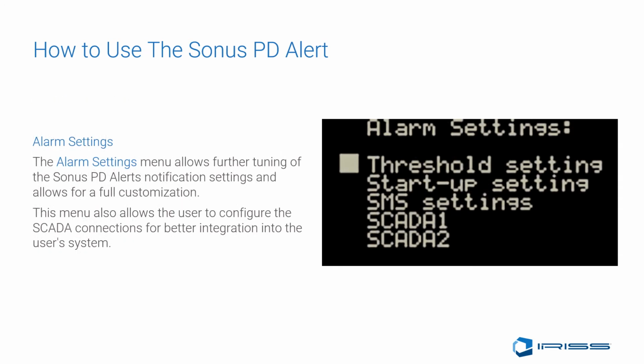The alarm setting menu allows for further tuning of the Sonus PD Alert's notification settings and allows for full customization. This menu also allows the user to configure the SCADA connection for better integration into the user's system.